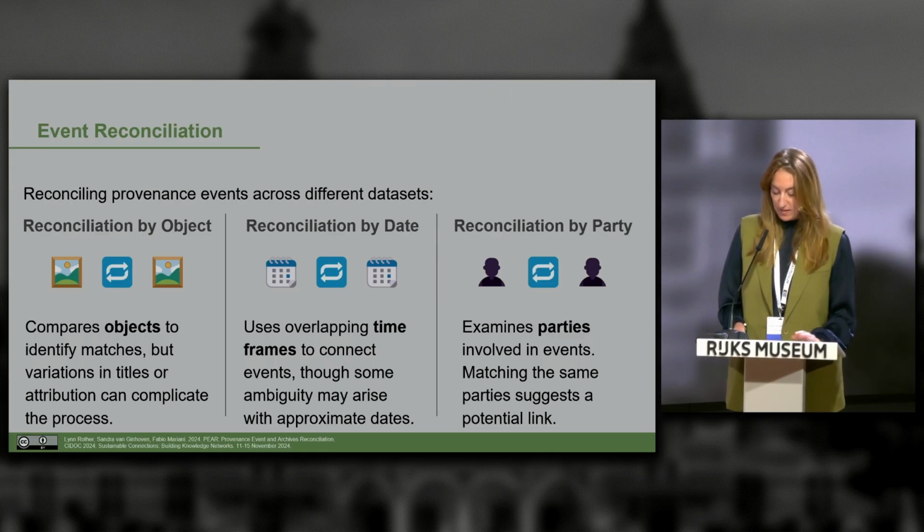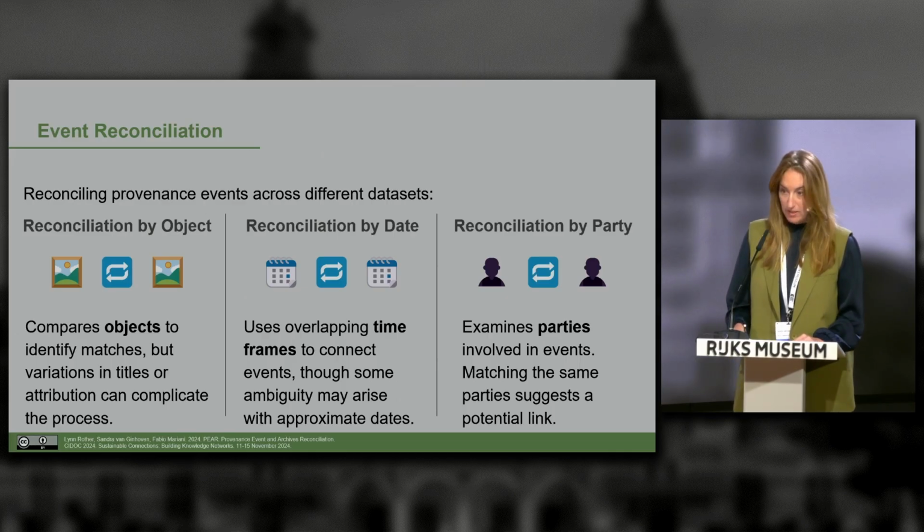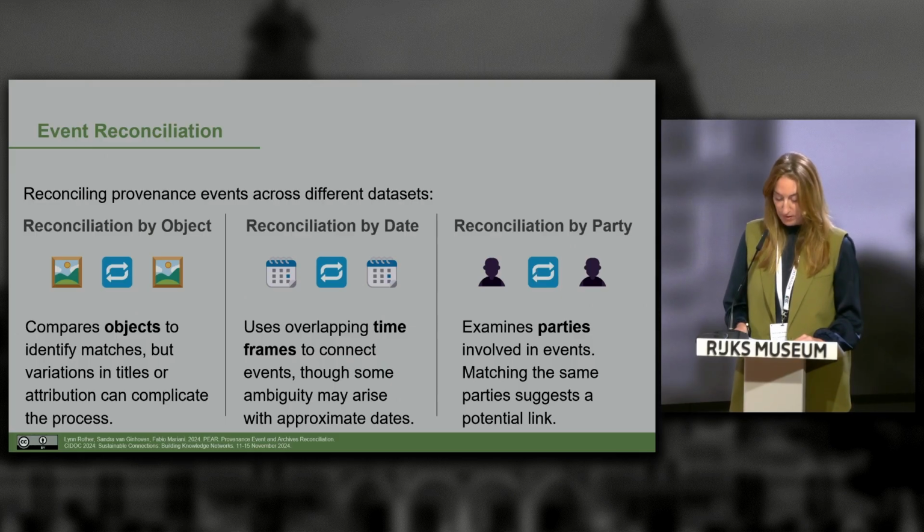To reconcile two events as the same, we can employ three different approaches. Reconciliation by object involves comparing the titles and authors of the objects to identify matches. However, variations in naming, attribution, etc. between works can complicate the identification process. Reconciling by date leverages the temporal aspect of events, using overlapping timeframes to suggest possible connections between events.